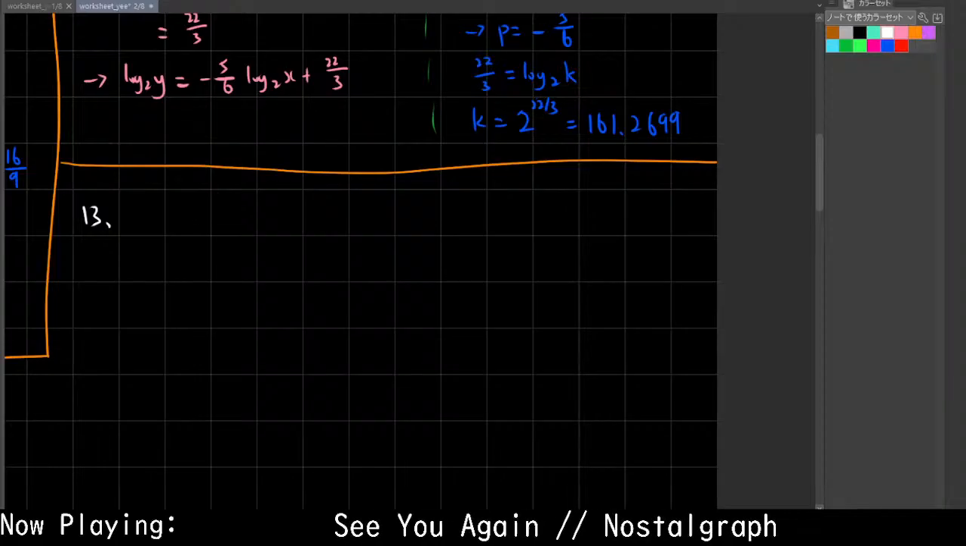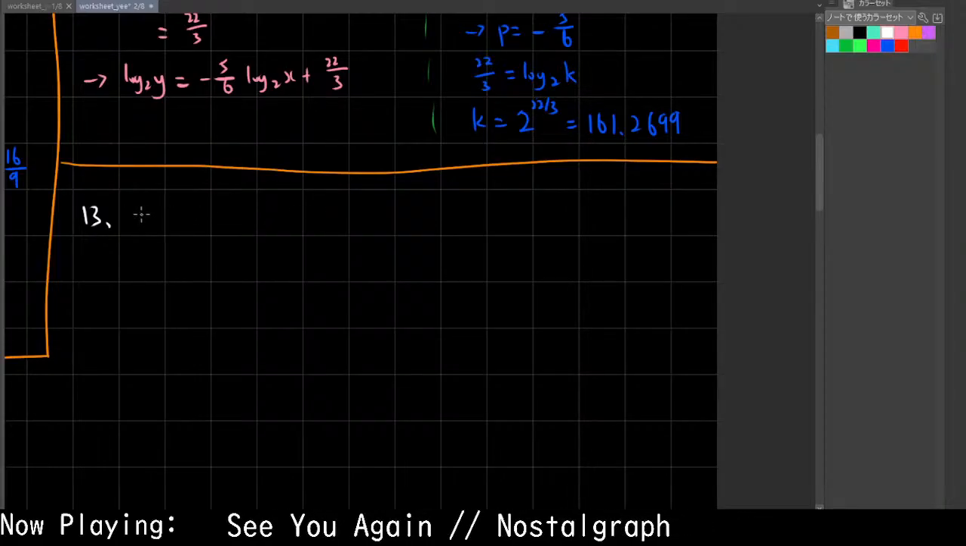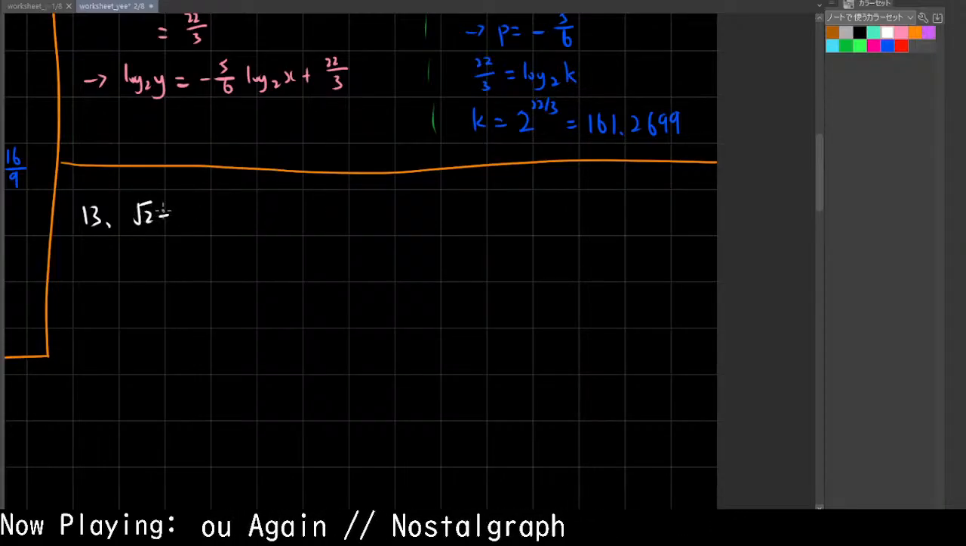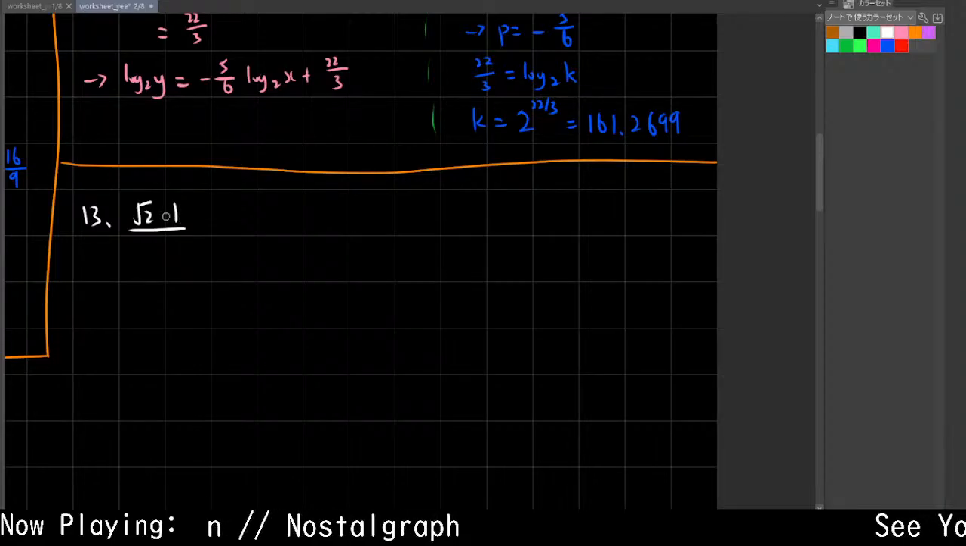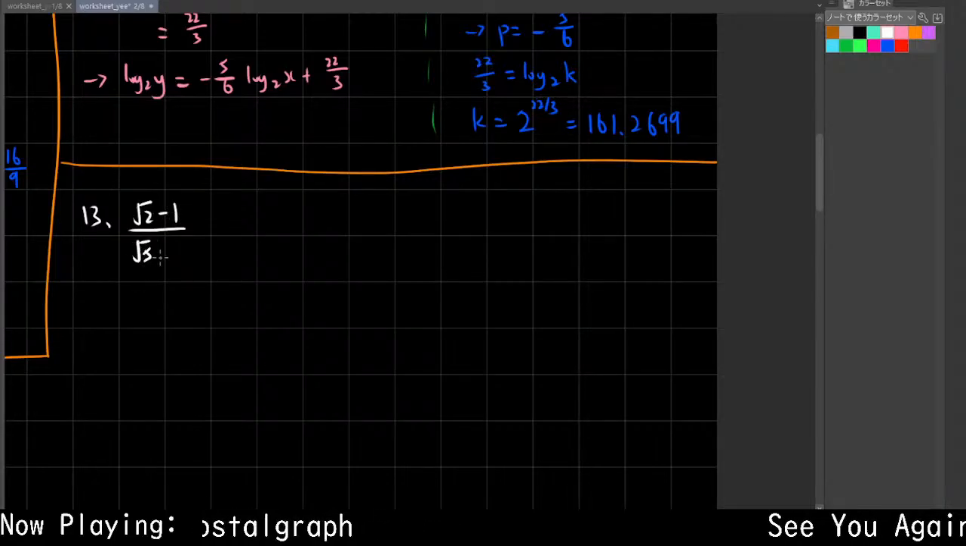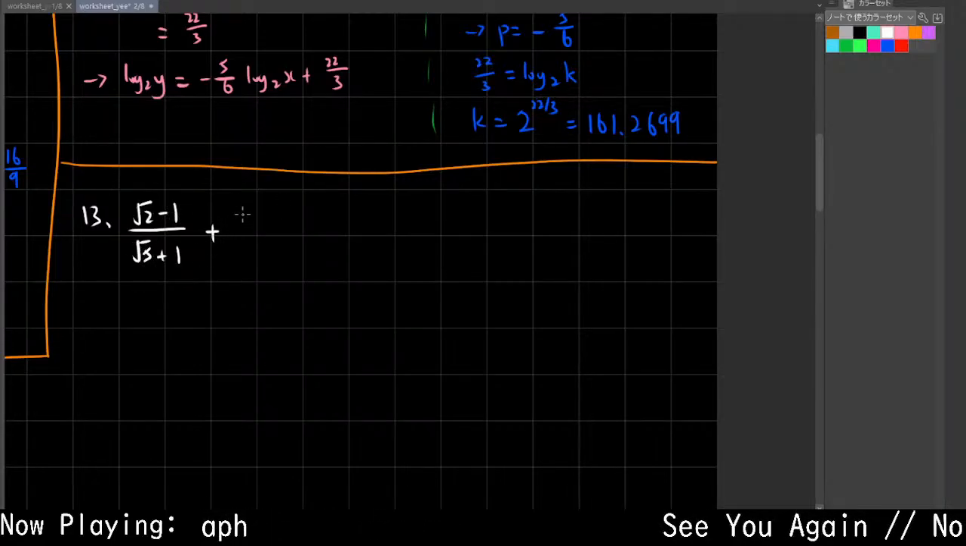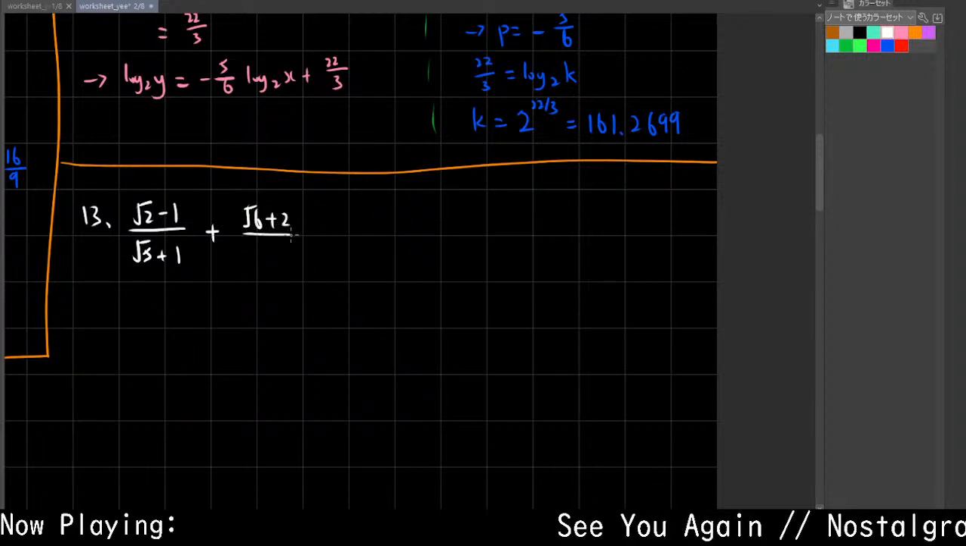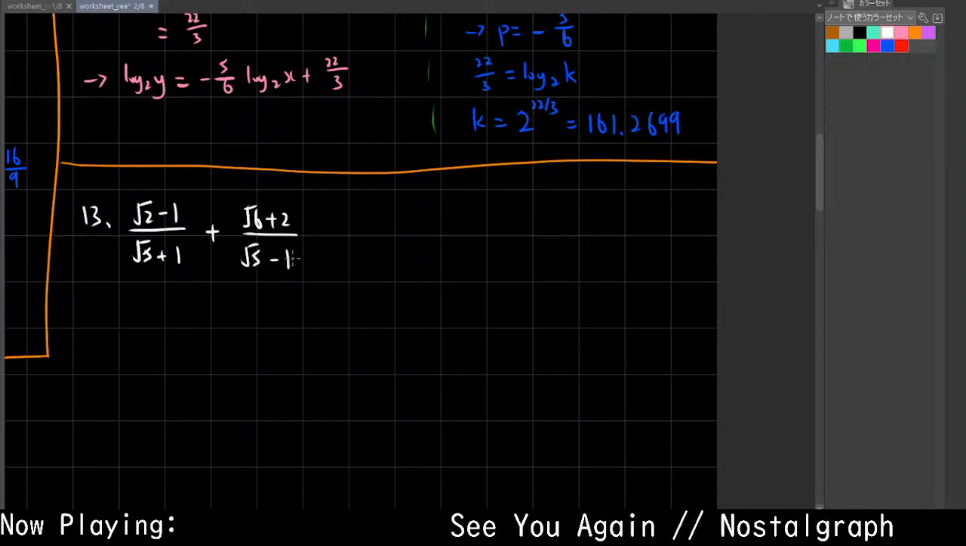Evaluate the expression below. Square root 2 minus 1 over square root 5 plus 1, plus square root 6 plus 2 over square root 5 minus 1.